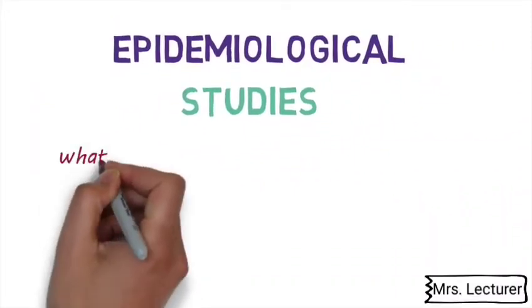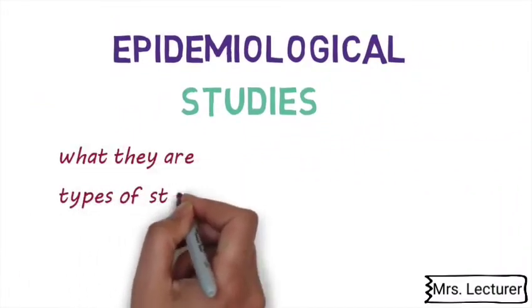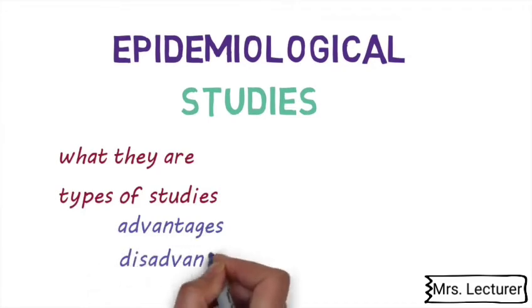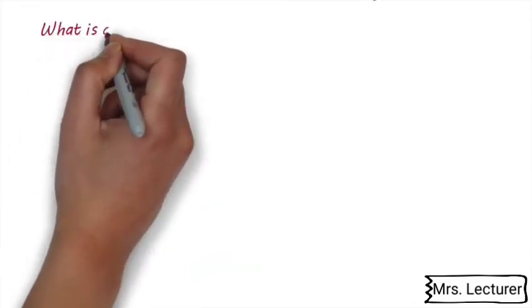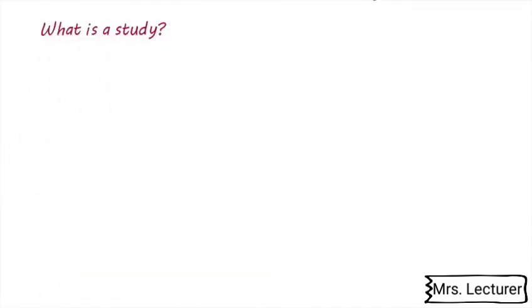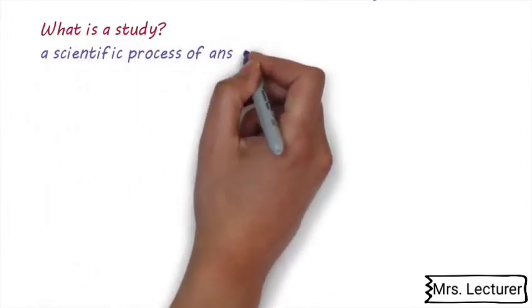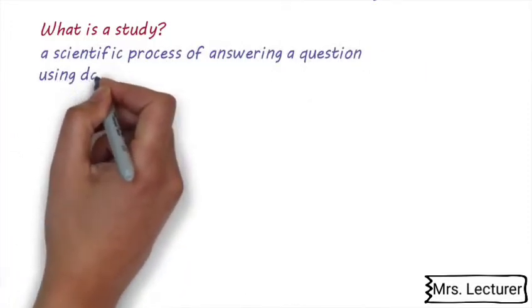Epidemiological studies: what they are, a few different types of studies, their advantages and disadvantages. First of all, what is a study? Well, simply put, a study is a scientific process of answering a question using data from a population.